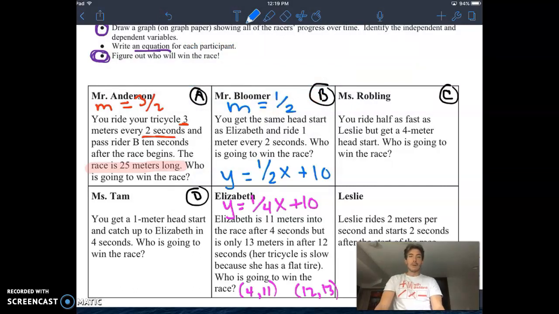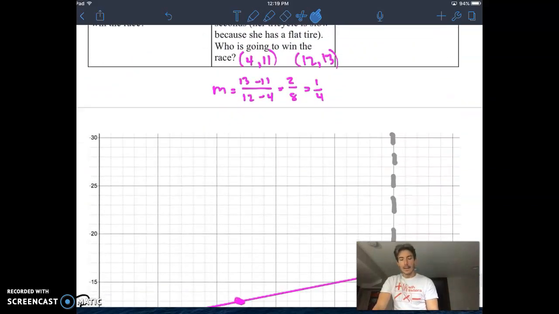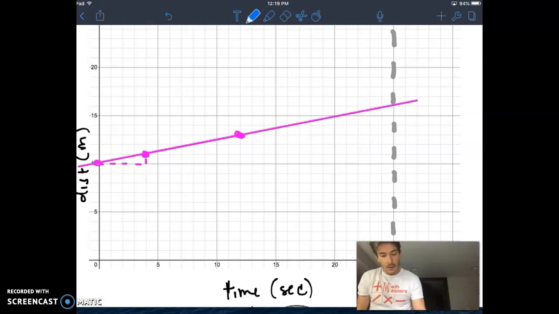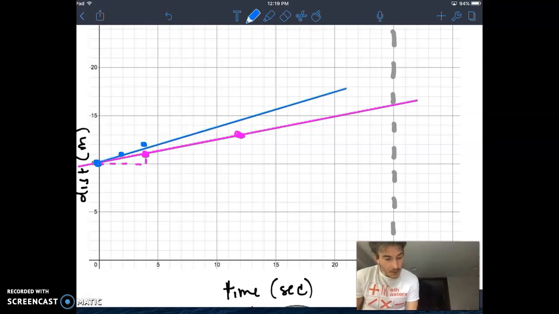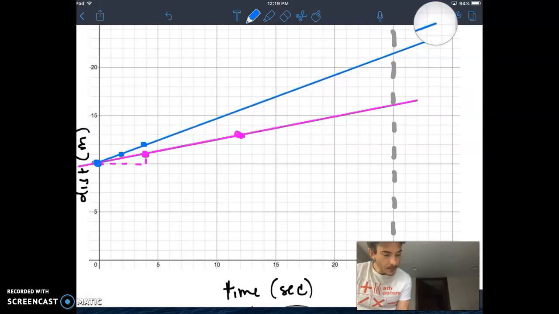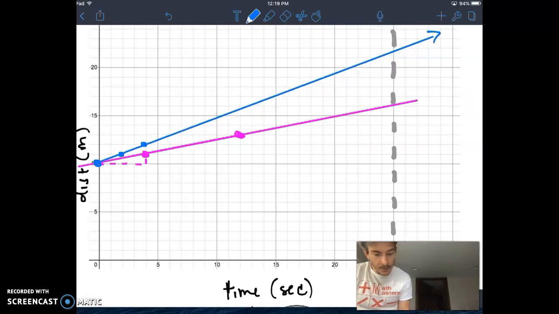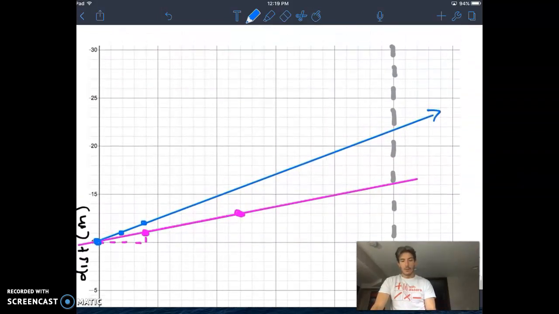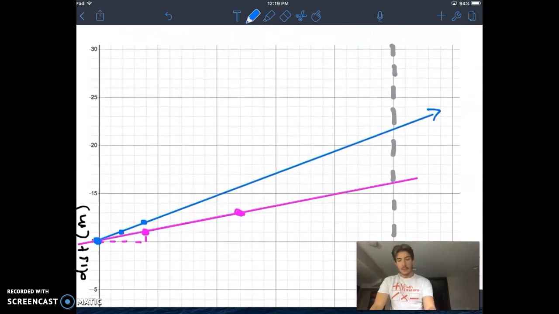Now, you might actually be able to make some educated guesses about this, because you already know Mr. Bloomer's riding faster. He's riding 1 meter every 2 seconds. Elizabeth is riding 1 meter every 4 seconds. So you may actually know that Mr. Bloomer is going to beat Elizabeth. And you guys can see my line there. And it looks like Mr. Bloomer is already riding faster than Elizabeth.